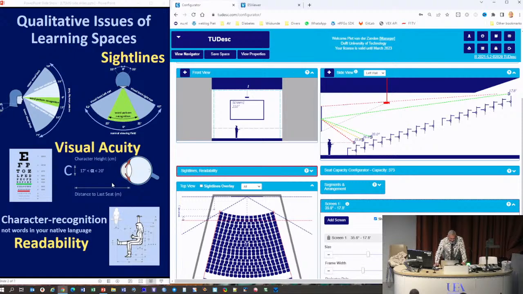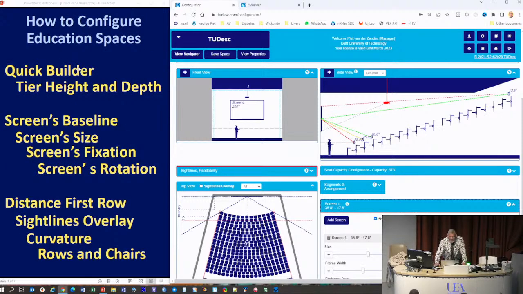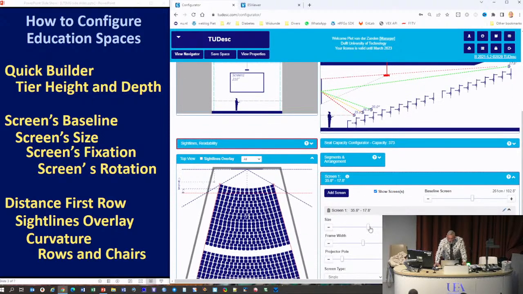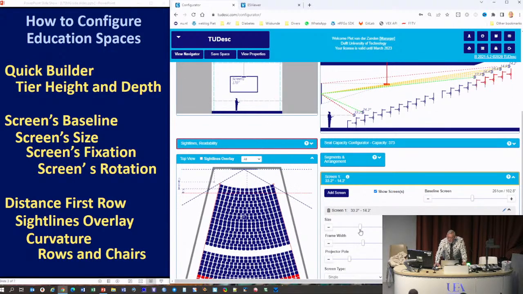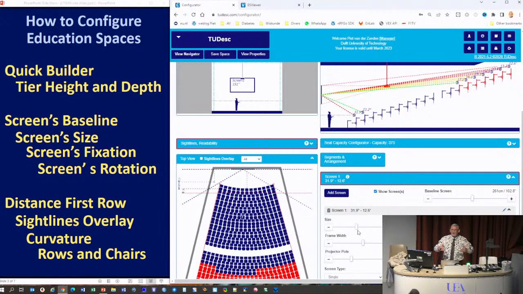So all about ergonomics in this way. I will go through this. This is a little reminder for me. Quick builder, tier height, tier depth, and now we have the screen baseline. And you can, of course, vary with the screen size. And again, you see the red chairs coming in just to attract your attention. Really think about it if you need, for instance, a larger screen or perhaps a wider hall, etc. You can do many things by playing around.